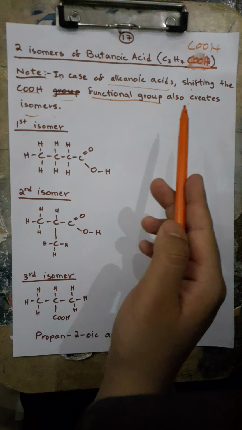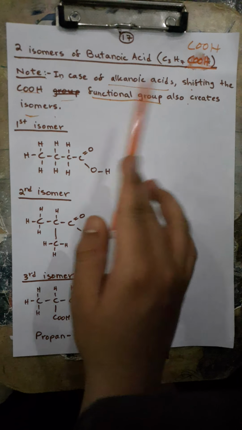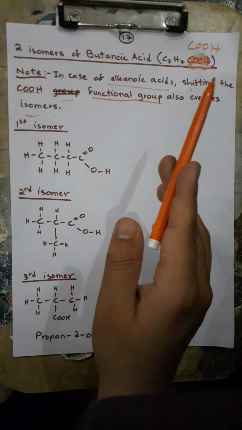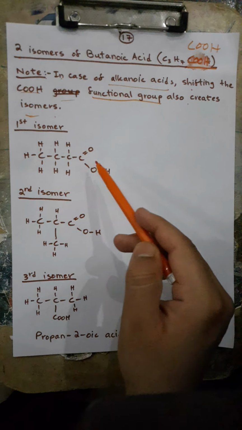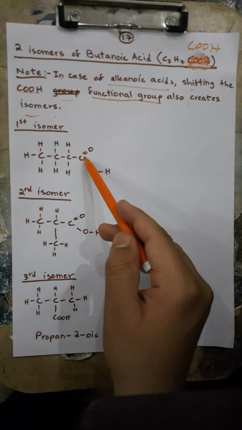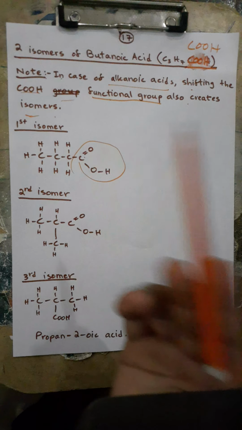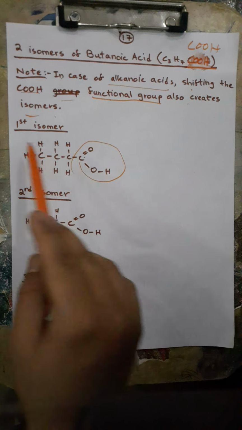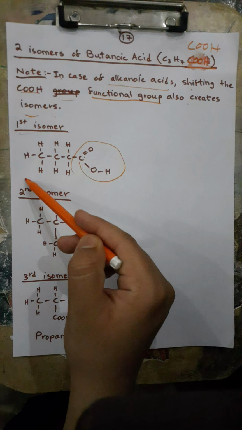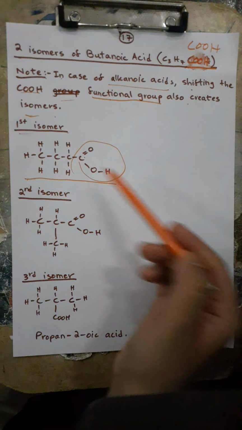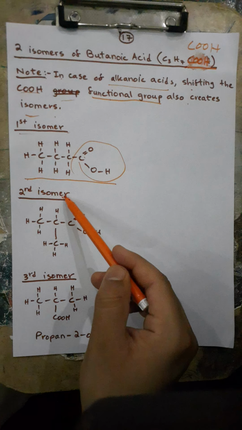It also creates isomers. As there was the OH group in alkanols and the carbon atom, now in alkanoic acids, shifting the carbon atom and the COOH group, this whole group, also makes an isomer. So the first isomer of butanoic acid, this is the first isomer, the simple structural formula of butanoic acid.